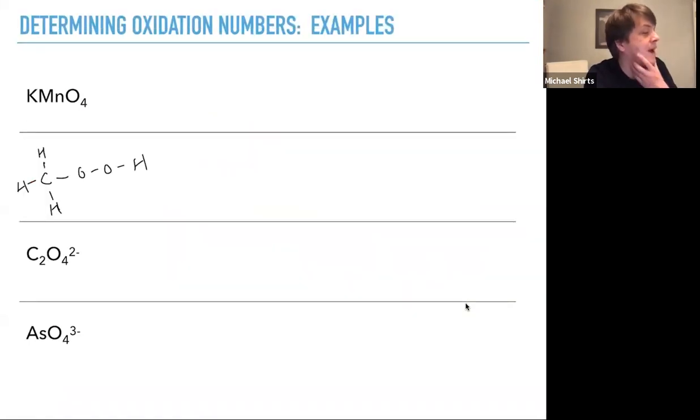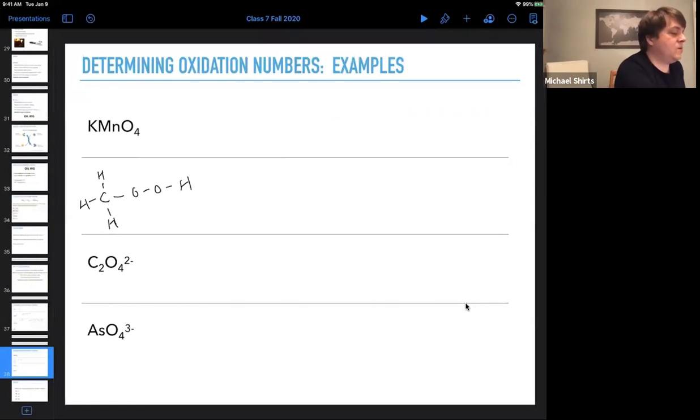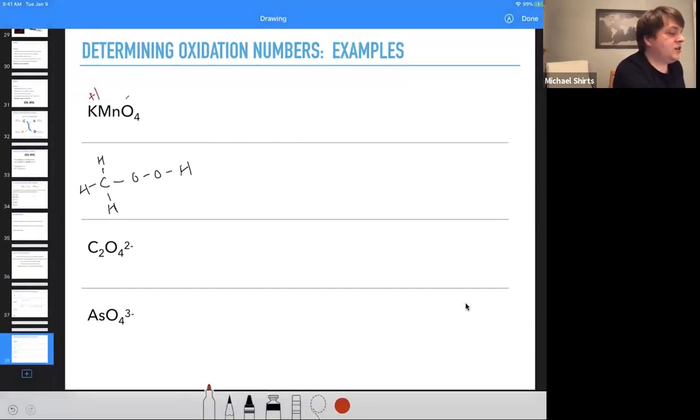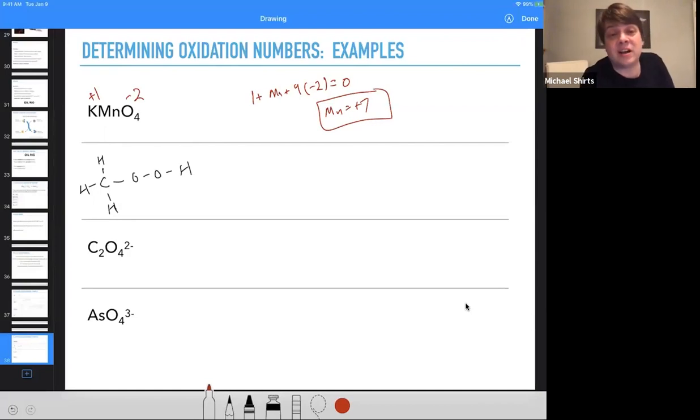Potassium permanganate. Looking at potassium permanganate, potassium is going to be +1, and oxygen is going to be -2. We don't know what the manganese is, so it's 1 + Mn + 4 times -2 = 0. When we do the algebra, we get that the manganese oxidation state is +7. It's pretty highly oxidized. It's down 7 electrons from what it would usually have. Where do they go? To the oxygen, essentially.